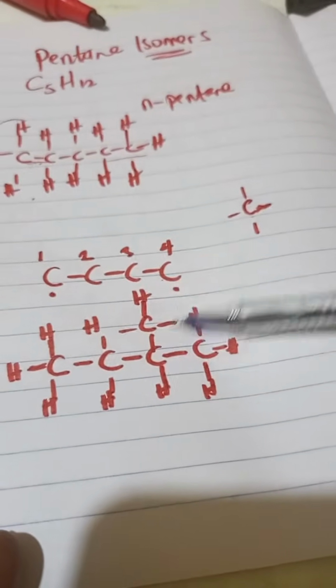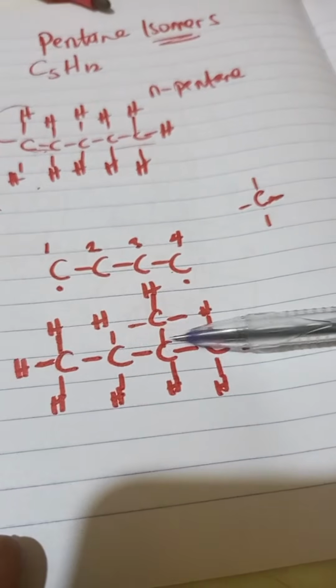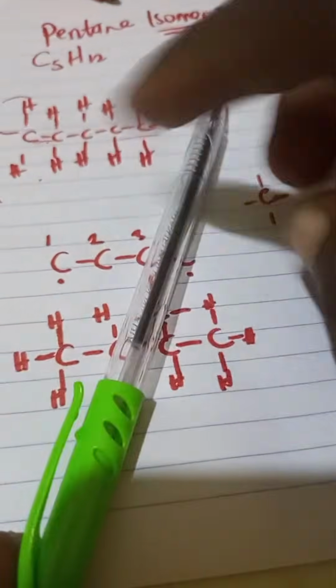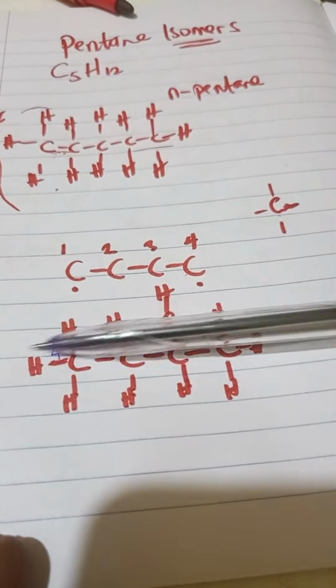And this guy must be on a carbon atom that is small in number. That means you cannot attach this guy to a larger number. It must be on a small number. So since this is my road, I'll number it like this. 1, 2, 3, 4. This is my road here. Let me number it backward if you like, but it's not compulsory.